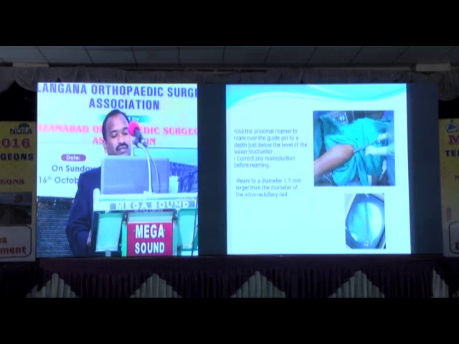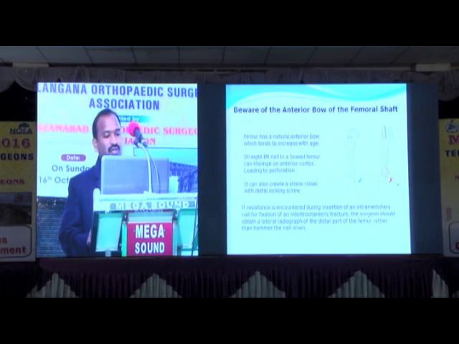While doing the reaming, we have to maintain the reduction, and also do the proximal reaming over the guide pin, usually keeping the fracture reduced by external or internal means, using a Steinmann pin or K wires. We have to keep it reduced during the reaming.